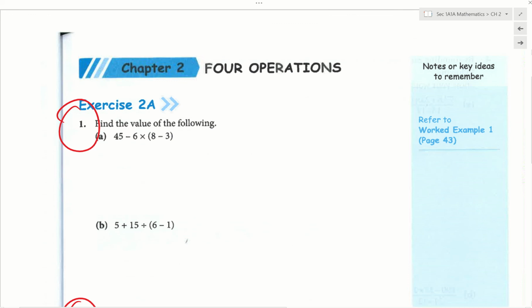Alright, so you want me to write down the whole question? Is it 45 minus 6 times 8 minus 3? What should I do next? Which should we do? Underline the bracket, okay. So do I write equal sign? No. All right, below here, like this.